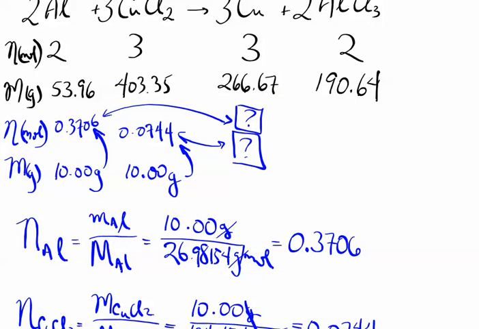So of this 10 grams, okay, that's going to be all used up. This is going to have some left over. Some of it's going to be used. Some of it's going to be left over. Does that make sense?